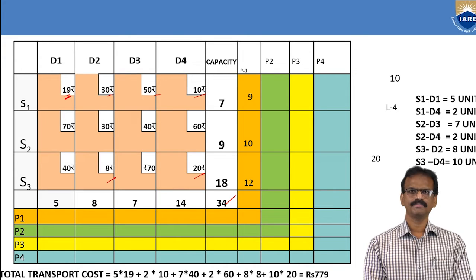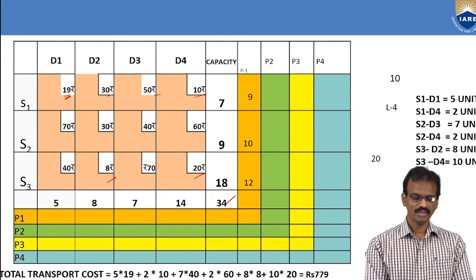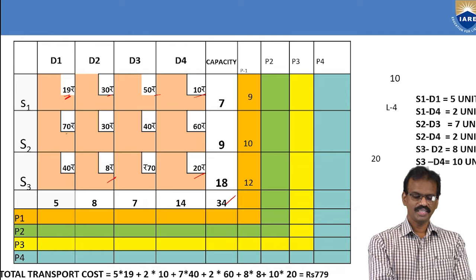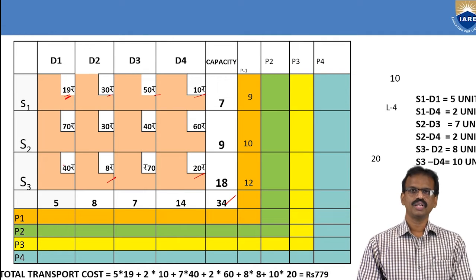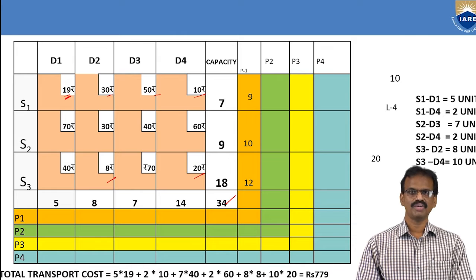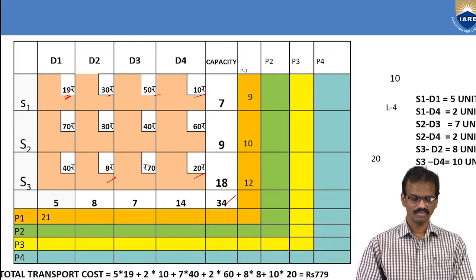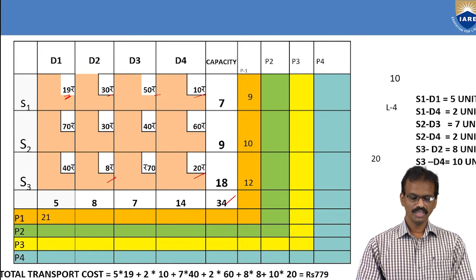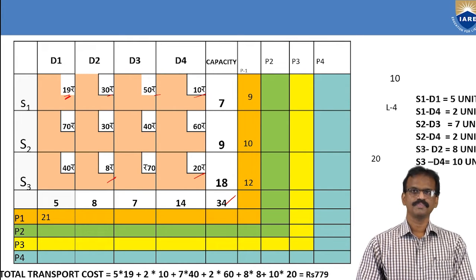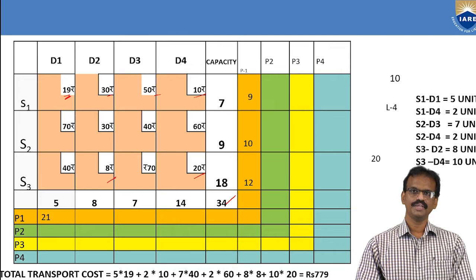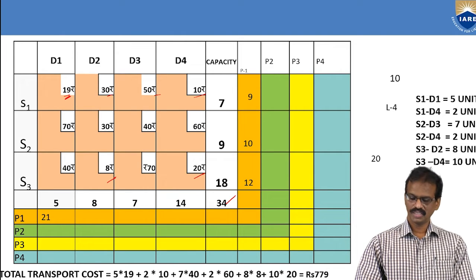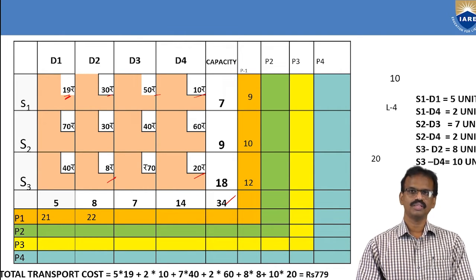Similarly, we find the penalties for the columns. The first column is 19, 17, 40. So 17 is the smallest value, and the next smallest value is 19. The difference is the penalty for the first column. For the second column, 30 and 8, so 30 minus 8, and the penalty is 22.